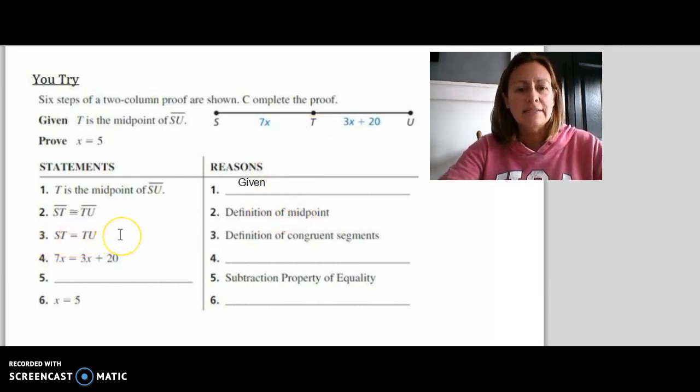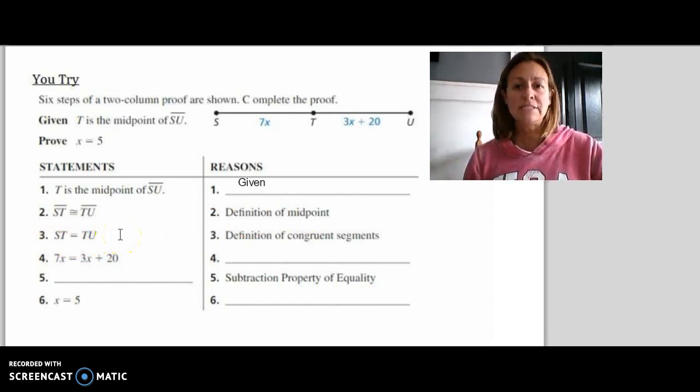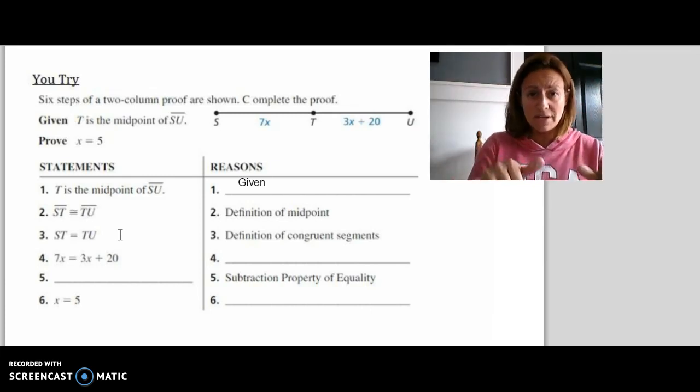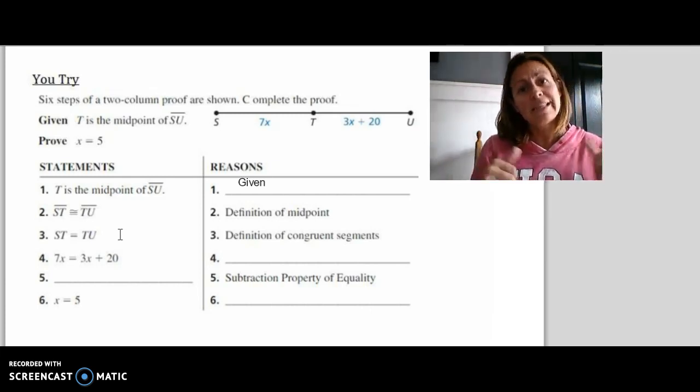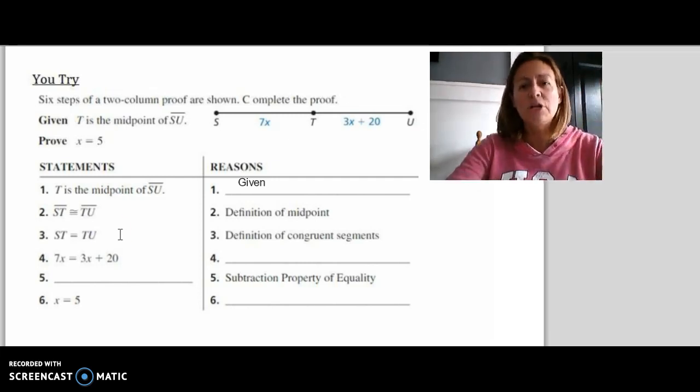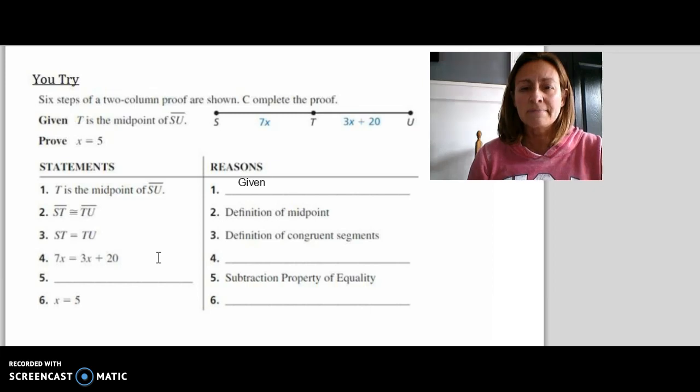Statement 3, ST is equal to TU. That's a slight variation. Just because we know that two segments are congruent, we also know that their lengths are equal. So we're just translating from segments being congruent to lengths being equal using the definition of congruent segments in step 3. Now the next step, number 4, says 7x equals 3x plus 20.